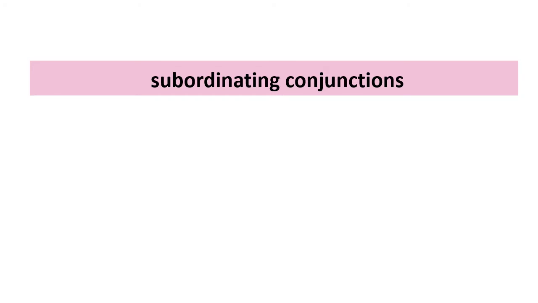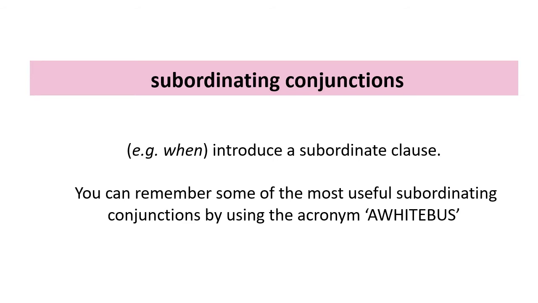So let's move on to subordinating conjunctions. They introduce a subordinate clause. So subordinating conjunctions start a subordinate clause. You can remember some of the most useful subordinating conjunctions by using the acronym A WHITE BUS. Again, those A, W, H, I, T, E, and B, U, S start the words.